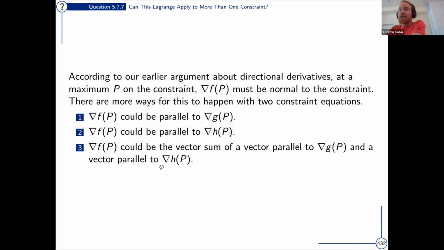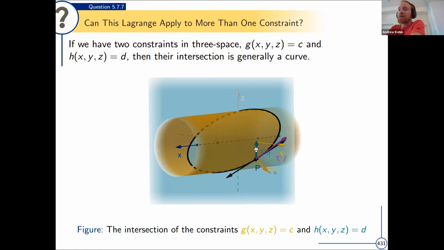Or it could actually be not parallel to one or the other, but it could be a linear combination of the two gradients for g and h. And this actually still gives you possible critical points. If you look geometrically, this would be writing the gradient of f as a linear combination of these gold and blue vectors, which may point out this way. And for that to be true at the point P on this black intersection curve, the intersection of the two constraining equations would still potentially give us critical points.